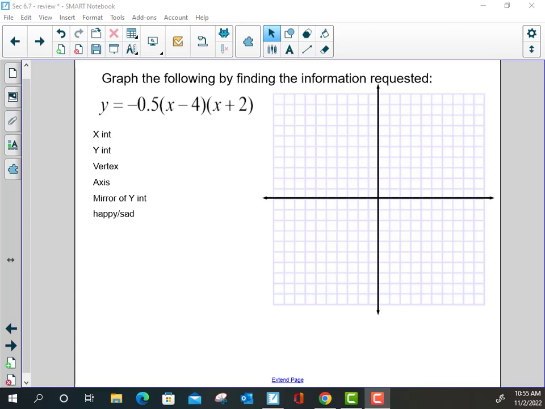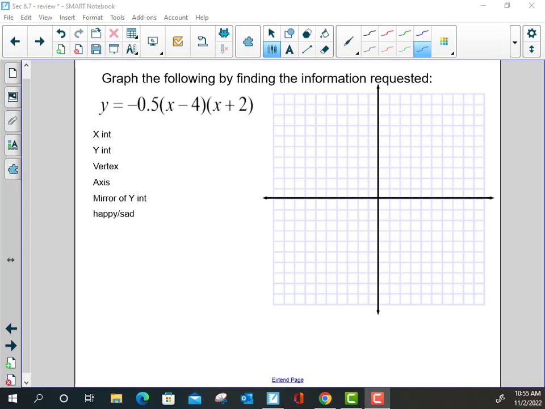Alright, so we're going to do some graphing of quadratics. My questions are normally laid out this way, where I'll list the things you're supposed to find: the x-intercept, y-intercept, vertex, axis of symmetry. In no particular order, I just have them listed here. The order you search for things will usually depend on how the question is set up.